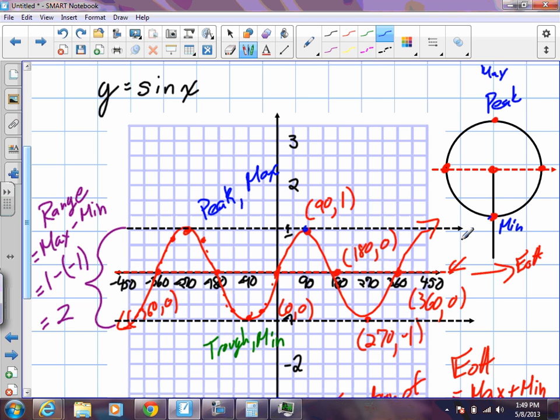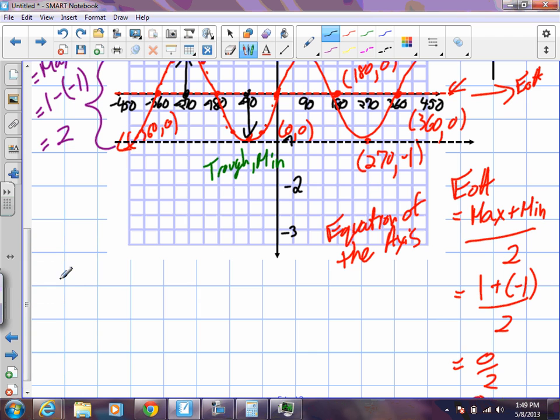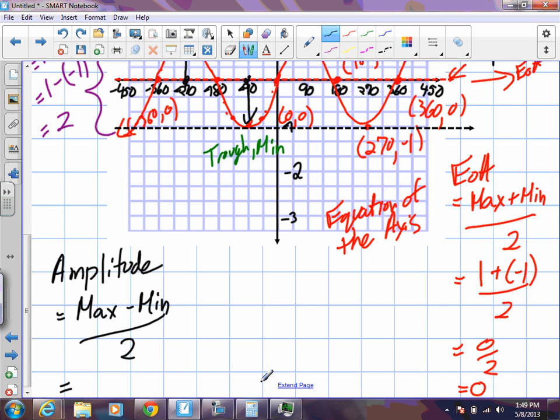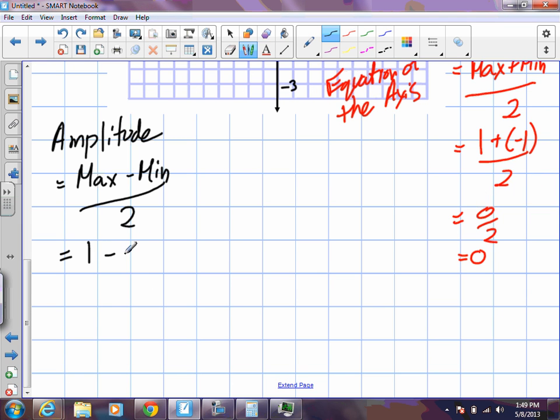Another thing we need to talk about is something called amplitude. An amplitude is how far from the equation of the axis it is to go to the top or to the bottom. It should be the same distance if we have the right equation of the axis. So amplitude, it's another formula. This time it's max minus the minimum divided by 2. We take our max value, which is 1 again, and we subtract the minimum, which is negative 1. What is 1 minus negative 1? Divided by 2? Our amplitude is 1.